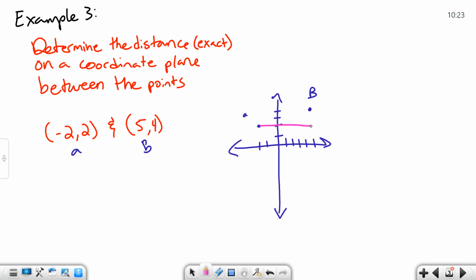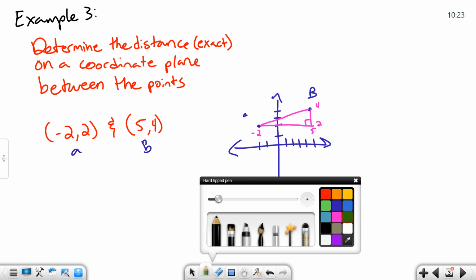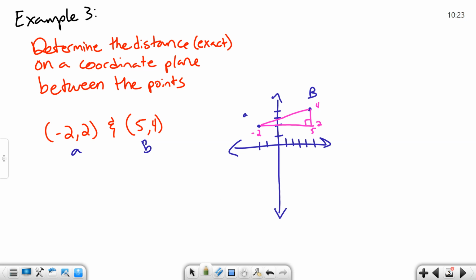So where's the triangle? Right here. So the x value is 5. This is -2. Over here, we have 2 and 4. 4 minus 2 gives me 2, so my height here is 2. And to go from -2 to 5 is 7. And then I want to find C.